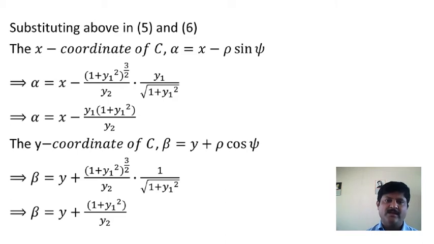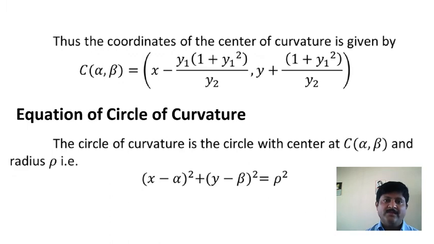Similarly, the y coordinate of C is beta, which equals y plus rho cos psi. Substituting for rho and cos psi, we get beta equals y plus 1 plus y1 square all to the power of 3 by 2 by y2 into 1 divided by root of 1 plus y1 square. Therefore, beta equals y plus 1 plus y1 square by y2. Therefore, the coordinates of the center of curvature is given by C of alpha comma beta equals x minus y1 into 1 plus y1 square by y2 comma y plus 1 plus y1 square by y2.